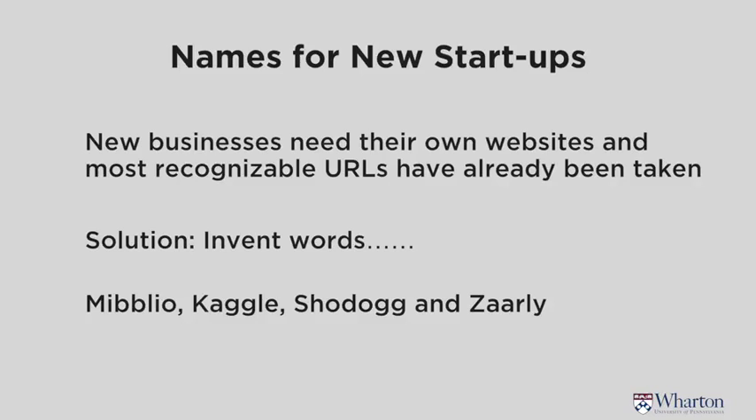Why is that happening? Part of the reason is, in today's world, when you have a brand new business, you need a website right away. And most of the recognizable URLs have already been taken. And so one of the ways to get a URL that's uniquely identified with your business is to invent a new word. Then you're going to have to use the other elements of the brand mix to try to give some kind of identity to this brand name.